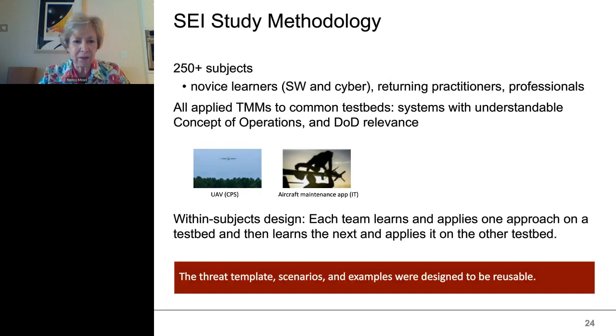So with that in mind, let's talk about what we did. We had a pretty good size group, 250 subjects or students. They consisted of undergraduate and graduate students at three universities. They could either be novice learners in software engineering or cybersecurity, returning practitioners, or professionals. We used a set of individual threat modelers, people who did it for a living, as a control group, because we wanted to compare what the students came up with working in teams with what the professionals came up with.